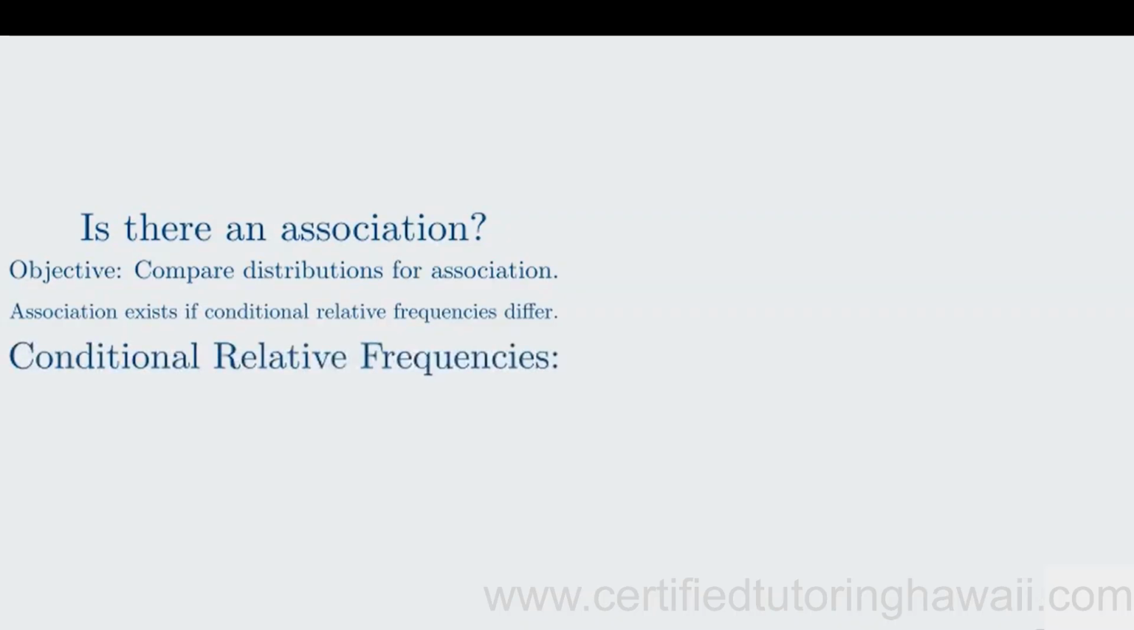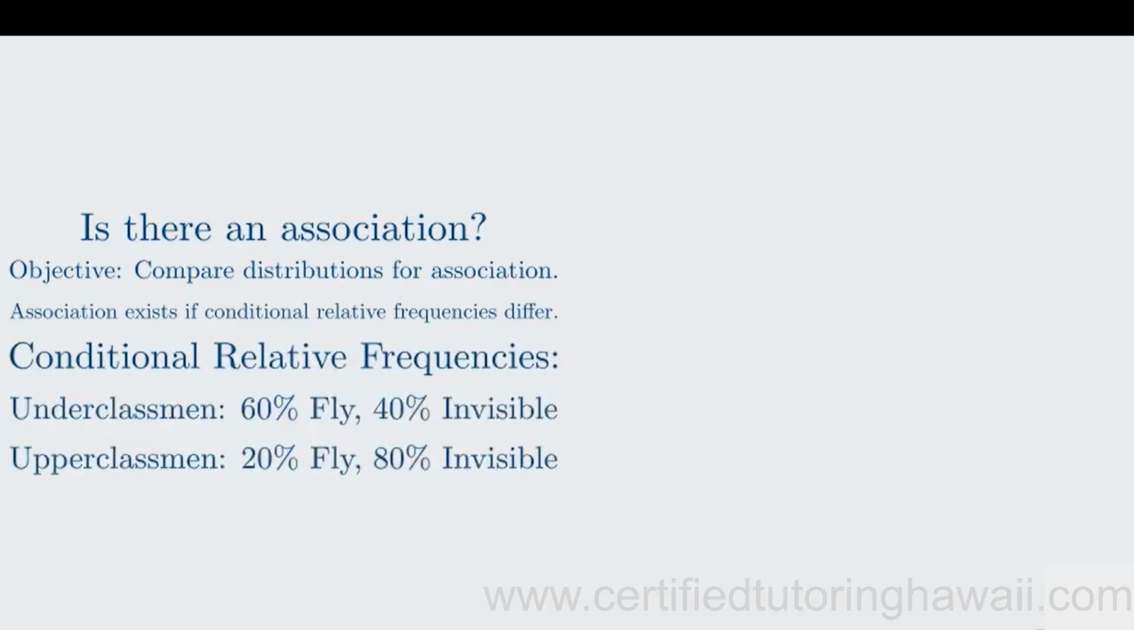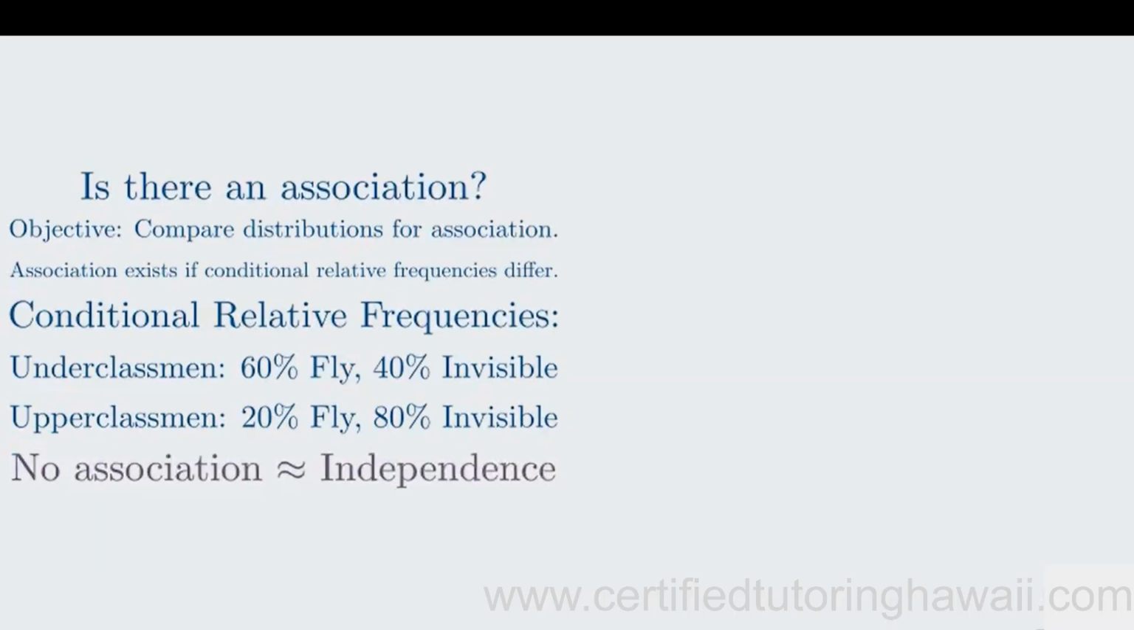Take a look at these two distributions. For underclassmen, 60% prefer fly and 40% prefer invisible. For upperclassmen, 20% prefer fly and 80% prefer invisible. If there were no association, we would expect the percentages to be roughly the same regardless of grade level. For example, if both groups had 40% preferring flight, we would say superpower preference is independent of grade level.